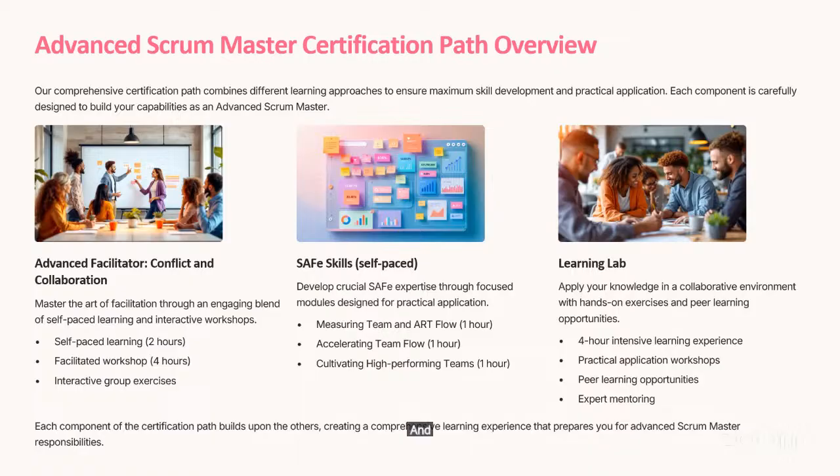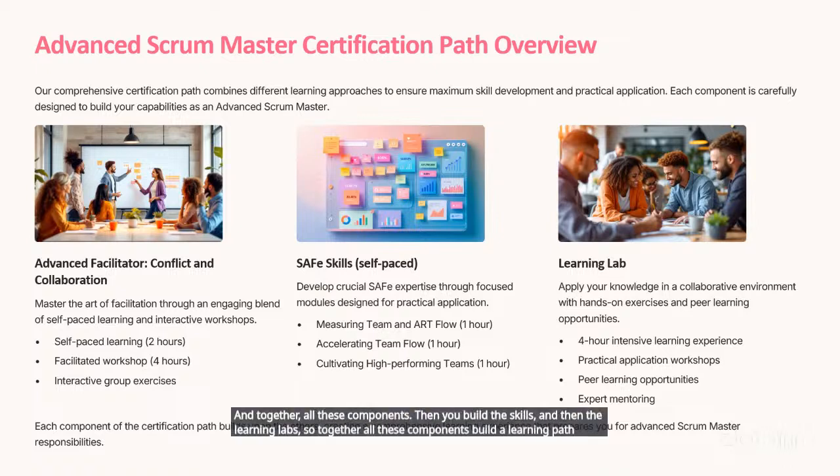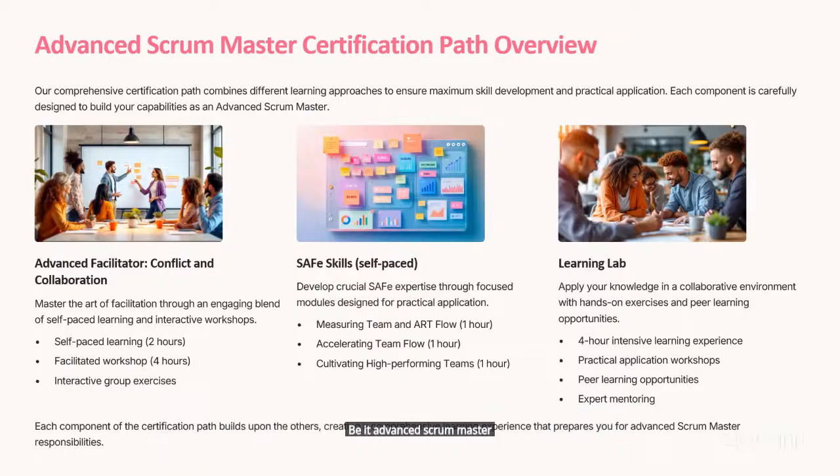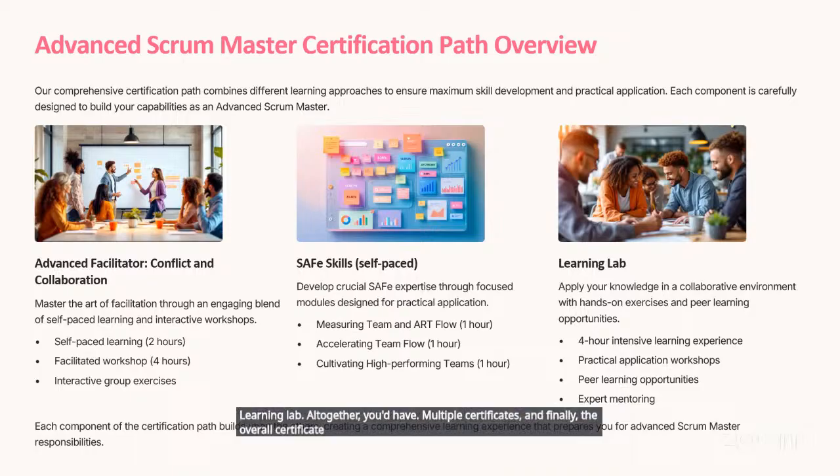And together, all these components build the skills and then the learning lab. So together, all these components build a learning path for you on how to be an advanced Scrum Master and how to experience those changes. So this is the new format of the SAFe Advanced Scrum Master course delivery going forward. One micro credential, three SAFe skills, and one learning lab. Altogether, you would have multiple certificates, and finally, the overall certificate is SAFe Advanced Scrum Master.